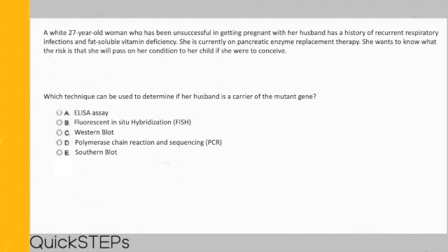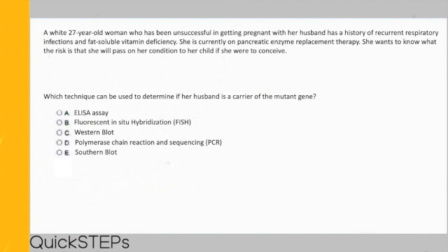Let's start reading from where it says, she wants to know. She wants to know what the risk is that she will pass on her condition to her child if she were to conceive. Which technique can be used to determine if her husband is a carrier of the mutant gene? A. ELISA assay. B. Fluorescent in situ hybridization, also known as FISH. C. Western blot. D. Polymerase chain reaction and sequencing, also known as PCR. Or E. Southern blot. So before we read the beginning of the question, we know they are looking for a test that detects the presence of a mutated gene.